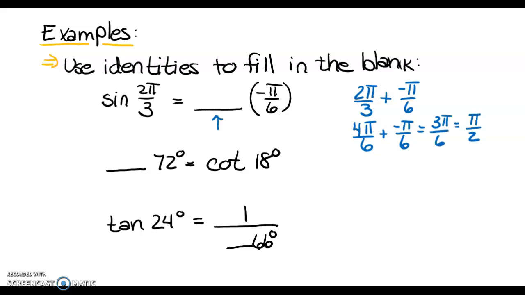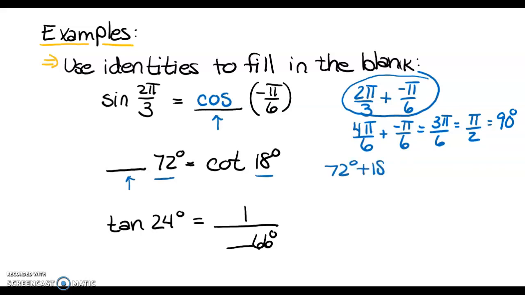I know pi over 2 is 90 degrees. So this is probably just a simple cofunction angle because these two angles are complementary. So the cofunction for sine is cosine. So cosine should go here. The next one looks very similar because I only have one trigonometric function here. And I notice that if I add these two angles, 72 degrees plus 18 degrees, that's 90 degrees. They are complementary angles. So I can put tangent here.